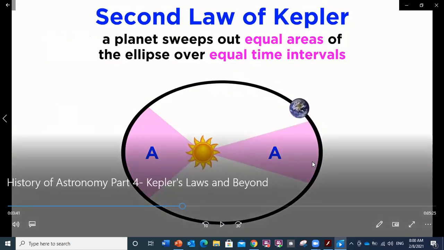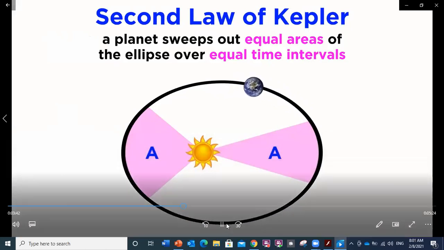Okay, this area is produced in the same time as this area. If we calculate this area mathematically, you will find it is the same as this area, because the Earth here rotates very fast and here rotates very slow. So in this time, it covered the same area. Let's go for Kepler's third law.